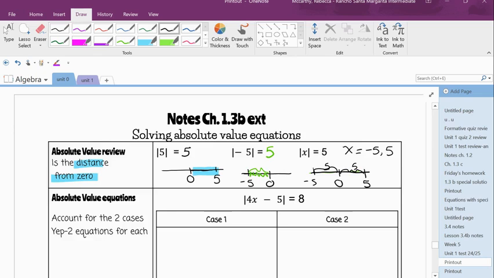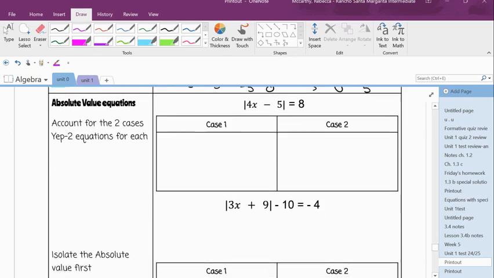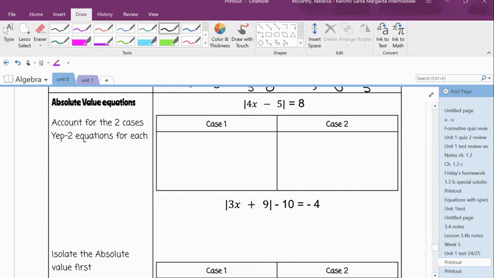So we're going to take that idea to solve equations with absolute value. Notice my x is inside my absolute value symbol. When that's the case, I will always have 2 cases. I have the case when it's positive, so I'm going to account for that. So yes, we will have 2 equations for each one. I have 4x minus 5 equals 8 in the case when it's positive, and 4x minus 5 equals a negative 8 in the case when it's negative. I'm just going to solve them both independently.